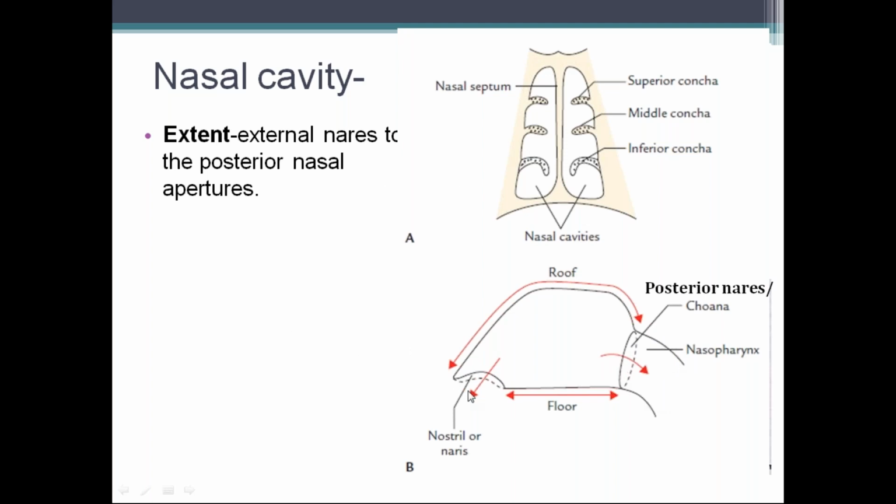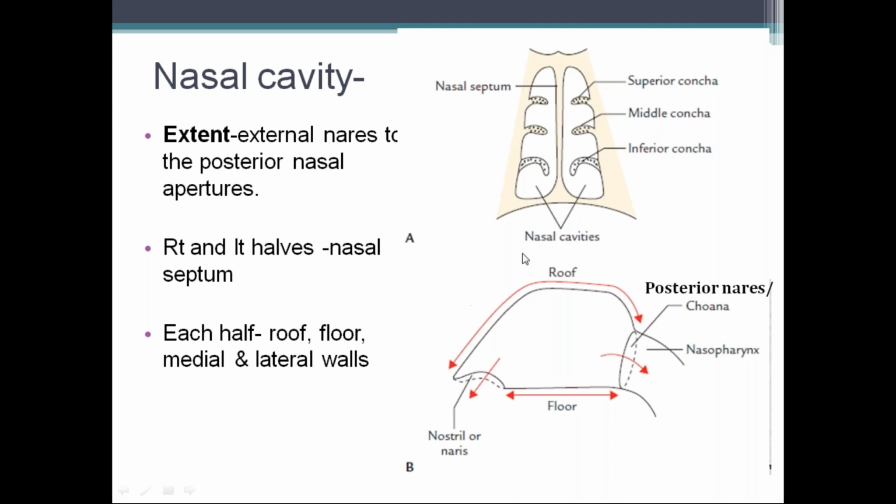So if you see the extension of the nasal cavity, it extends from the anterior nares to the posterior nares. The nasal cavity is divided into two halves, right and left, by the nasal septum. Each half of the nasal cavity consists of a roof, a floor, a medial wall, and a lateral wall. The medial wall is formed by the nasal septum, and this is the lateral wall. And you have a roof and the floor.